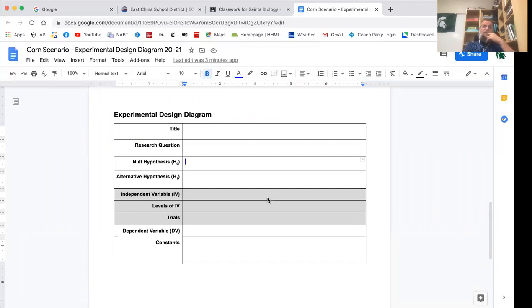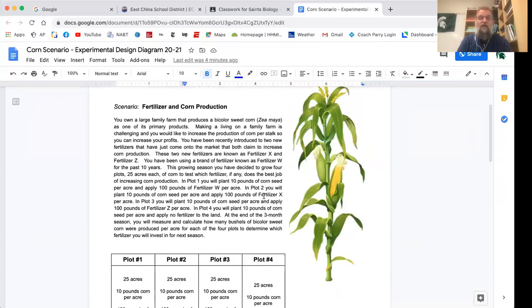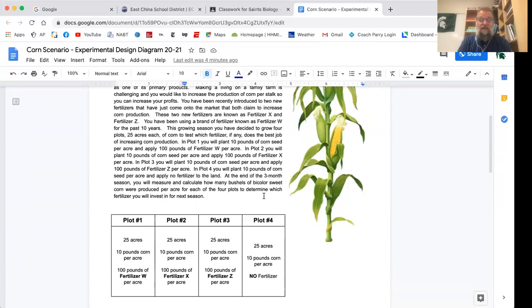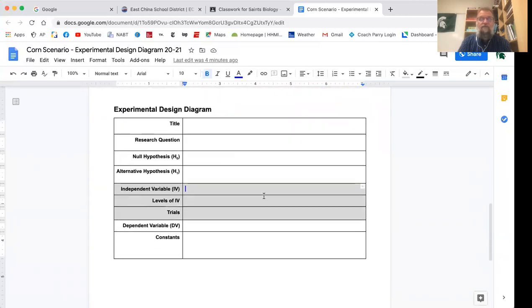So remember, the independent variable is the variable that you are changing on purpose. It's the variable that you are interested in. It's the variable you are testing. So in the experiment up above here, what is the farmer interested in testing? Correct. He's interested in testing the types of fertilizer.